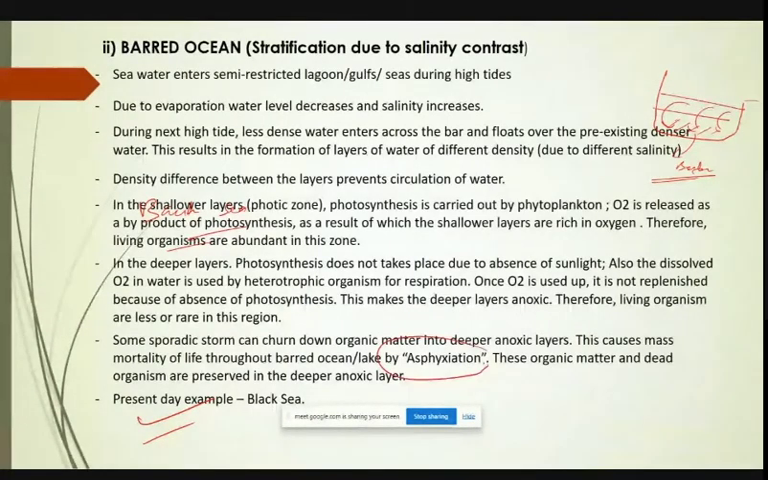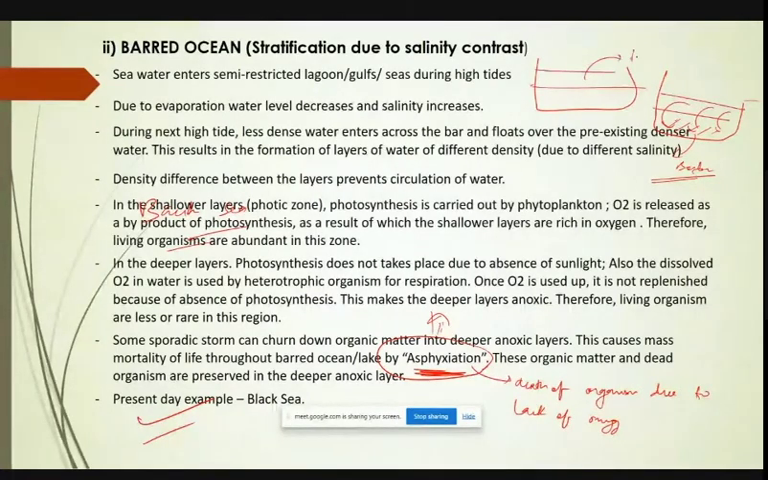There is a term, asphyxiation. This is for death of organisms due to lack of oxygen. When the organisms are being churned down to the deeper layer, like this was the top layer having a lot of oxygen, this was the bottom layer, O2 deficient. When the organisms were churned down to the bottom layer, in the bottom layer there is no oxygen, so the organisms will die due to lack of oxygen. And this process of death of organisms due to lack of oxygen is called asphyxiation.